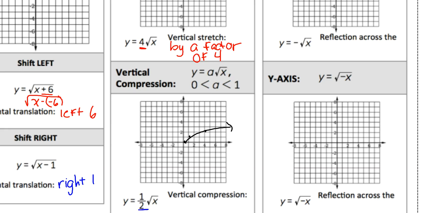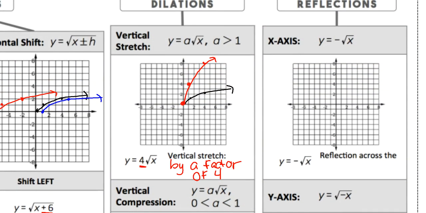And now in this one, each of my values is being compressed by a factor of 1/2. So we're getting half as close to that horizontal axis. So it now looks a lot flatter. So that is a stretch and a compression with that a value out in front.